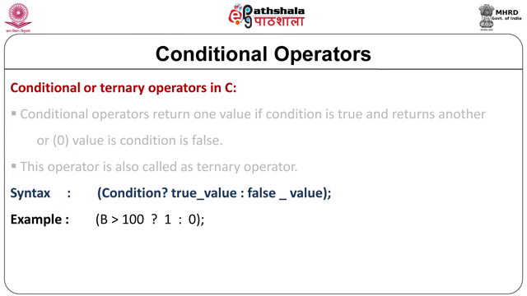Now, here the syntax of the conditional operator or ternary operator is given: condition, then question mark, true value, colon, false value. Here I have taken an example: when b is greater than 100, the true value is 1, if not, then the false value is 0. So, one can use the conditional operator in place of an if-else statement or if-else syntax.